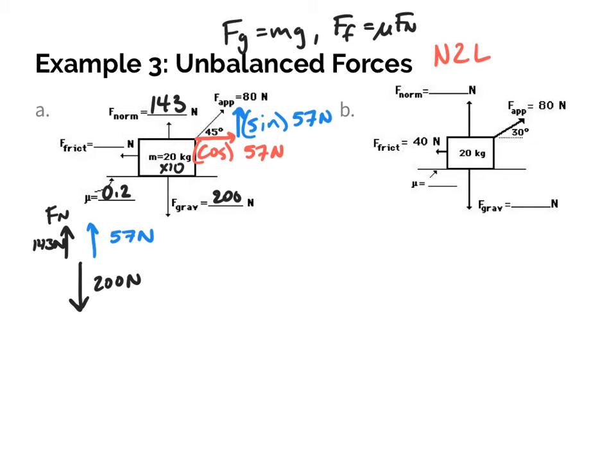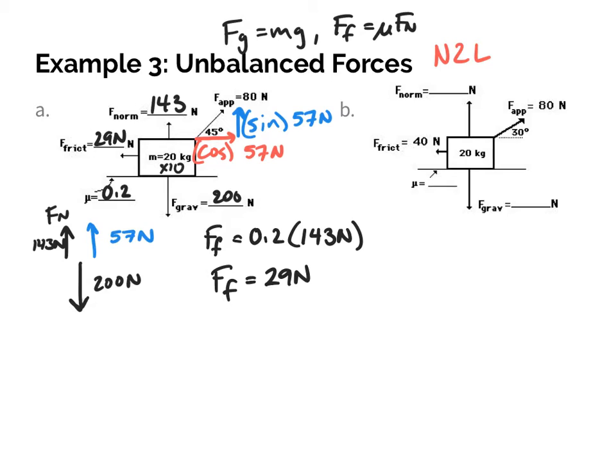So in terms of my left and right forces, if I want to find the force of friction, all I have to do is take that coefficient of 0.2 and multiply it by the normal force, 143. By doing so, that's going to give me a force of friction equal to 28.6, rounded up to 29 newtons. So again, it's a percentage of the normal force. So my force of friction is 29 newtons.